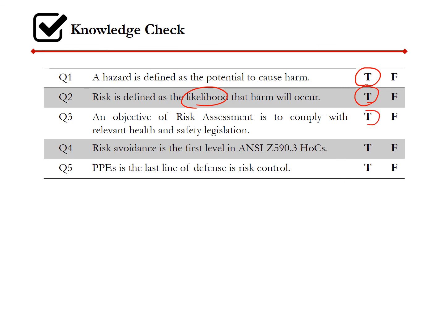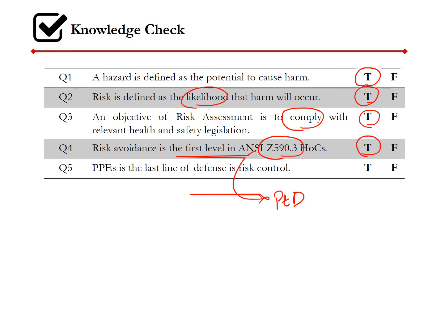Another statement says an objective of risk assessment is to comply with relevant health and safety legislation. That is also true. Compliance is one of the main basic ideas behind risk assessment, even though there are also other advantages or objectives of risk assessment. Now, risk avoidance is the first level in the ANSI Z590.3 HOCs. ANSI Z590.3 is the prevention through design standard by ANSI. It's called the PTD standard, and it's about eliminating or removing hazards in the design of workplaces and facilities from the design stage. They call this risk avoidance, and this is true.